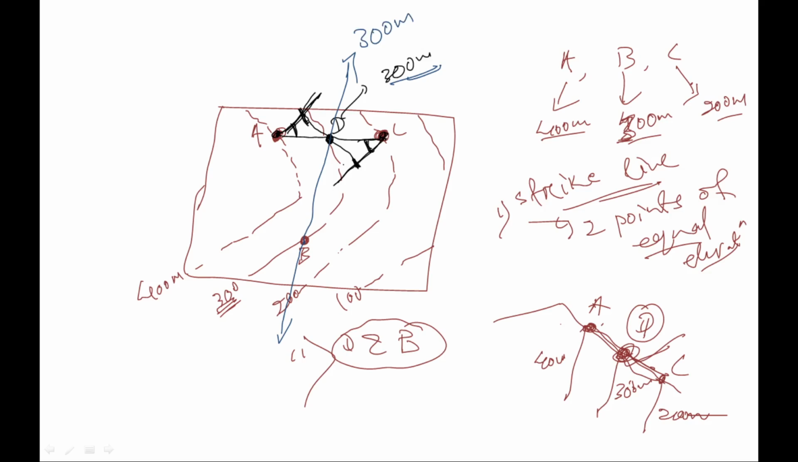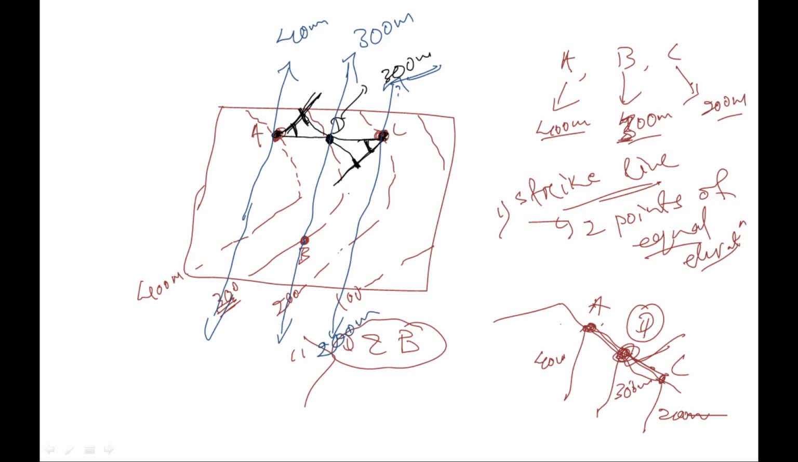Then what you have to do, you have to take parallel lines at A, parallel at the 400 meter value, then at C parallel, your 200 meter strike line.